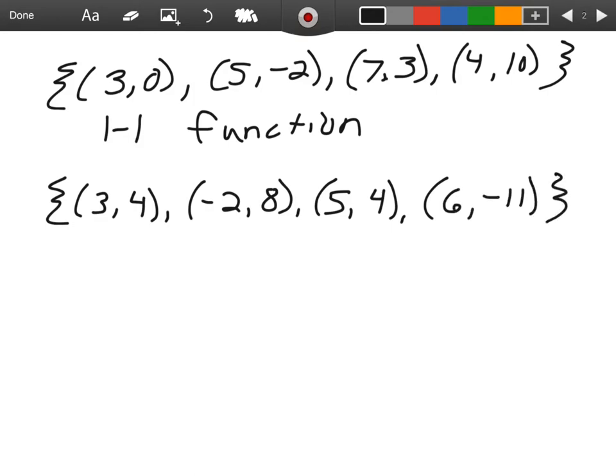Now, when we test to see if it's a function, we do see that it is a function. We don't have any repeated x values. But we do have repeated y values. And so that has a y value corresponding to more than one x value, which makes it not one-to-one. So it is a function, but not one-to-one. Okay, third example.